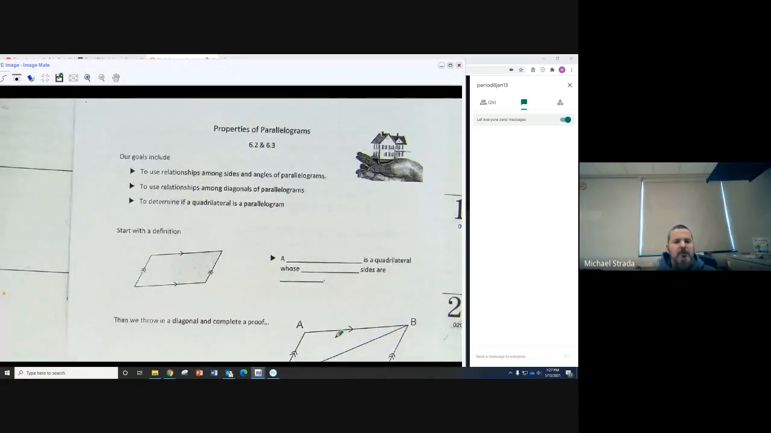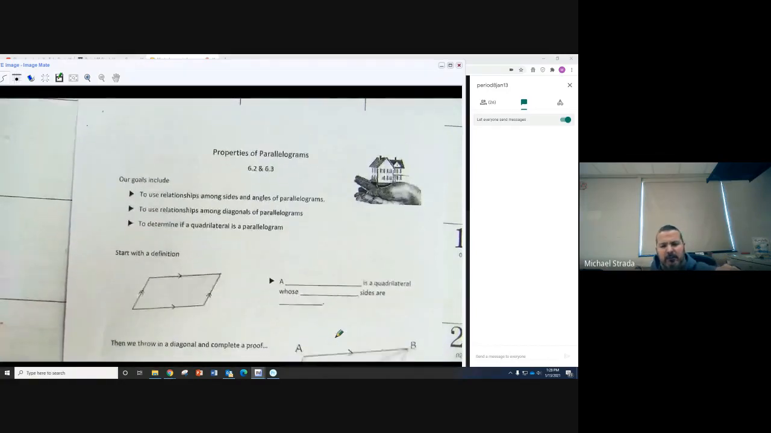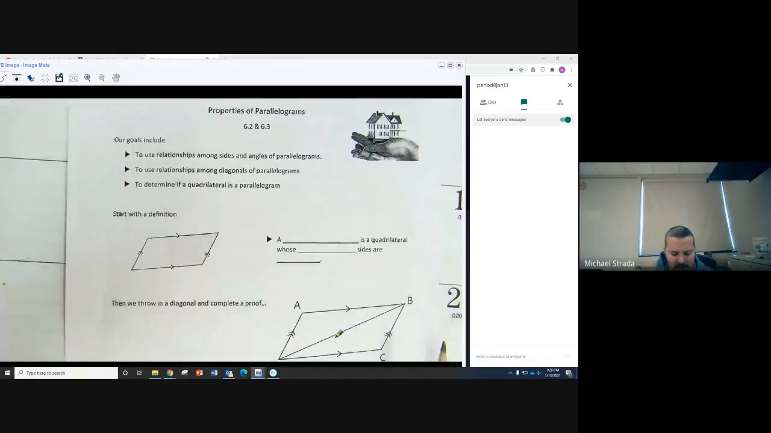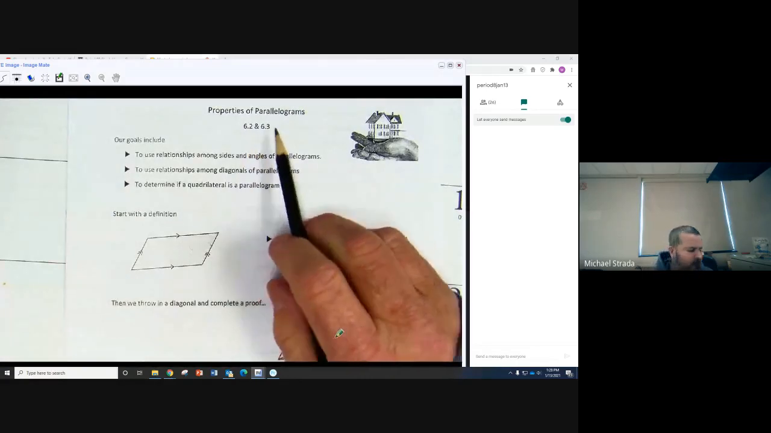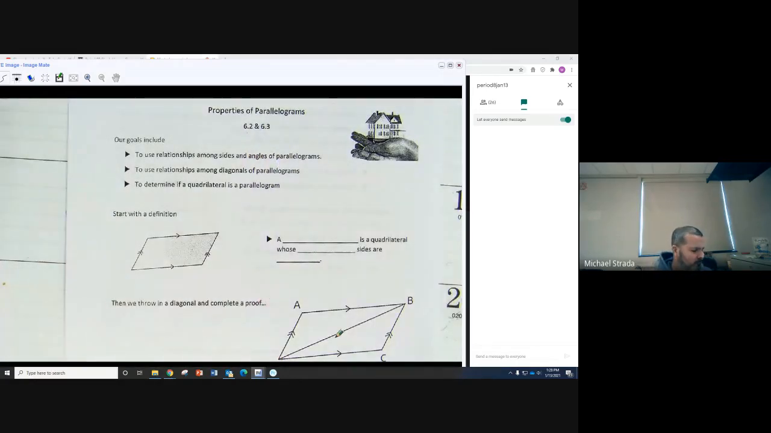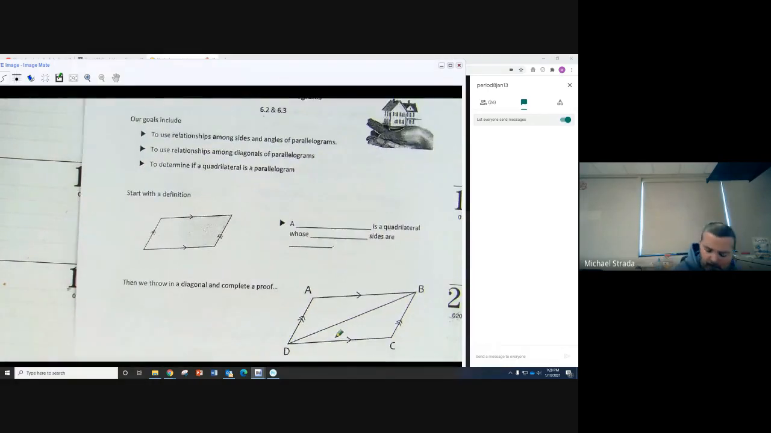All right, our goals include to use relationships among sides and angles of parallelograms, to use relationships among the diagonals of parallelograms, and then finally to determine if a quadrilateral is a parallelogram. Basically, 6-2 outlines the properties. 6-3 is going to be, for the most part, the converse of that. So, we start with a definition of a parallelogram.